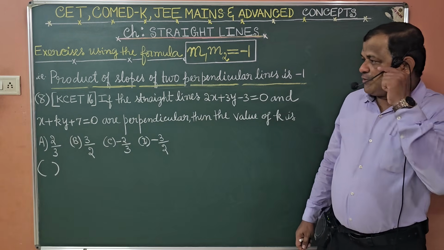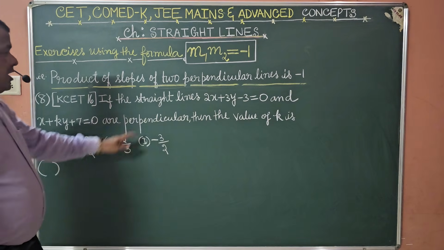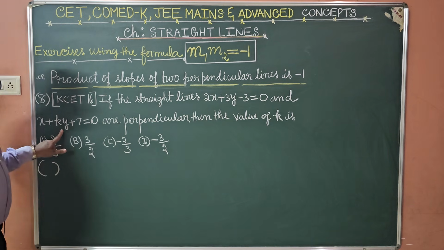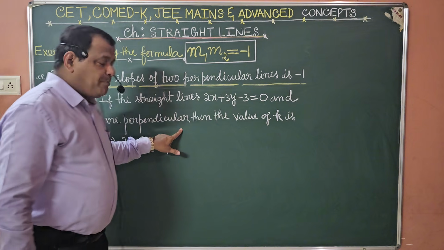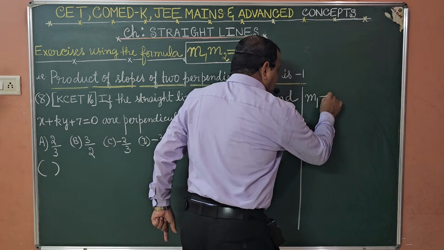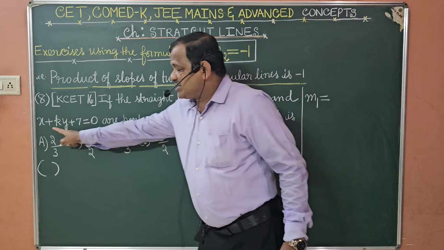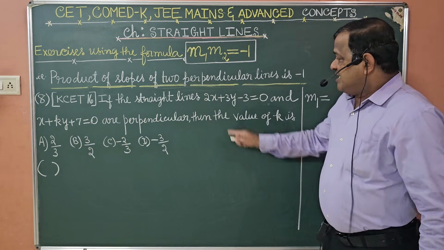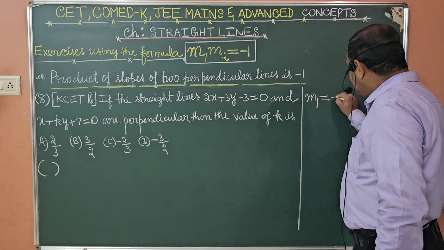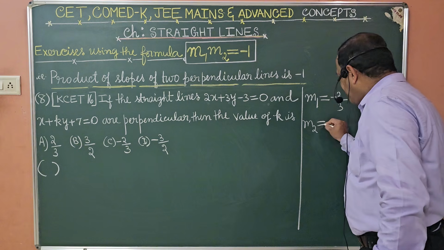Yes, students, see the next question from KCET 2016. Once again, the same concept. The two straight lines 2x plus 3y minus 3 equal to 0 and x plus ky plus 7 equal to 0 are perpendicular. Find the value of k. See, I will find M1 here. It is understood that M1 is the slope of the first line and M2 is the slope of the second line. So M1 is minus coefficient of x, 2, divided by coefficient of y, 3.